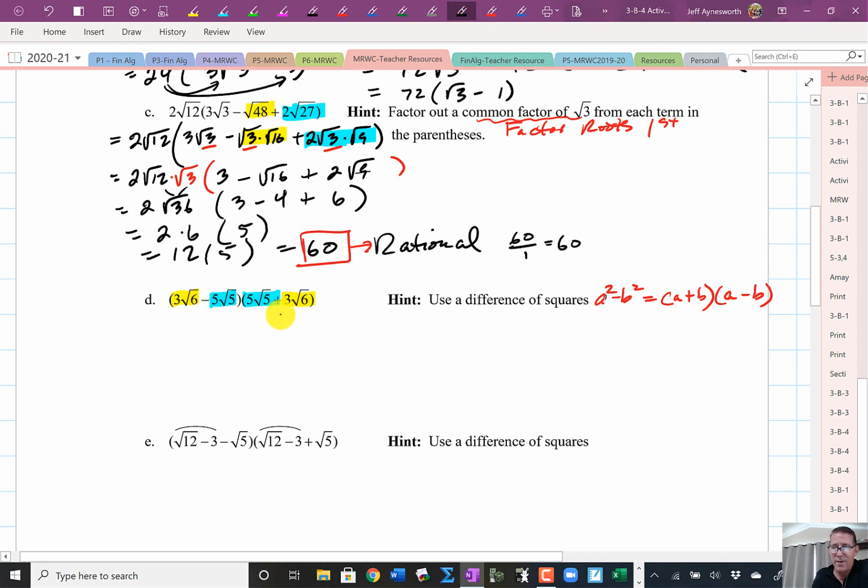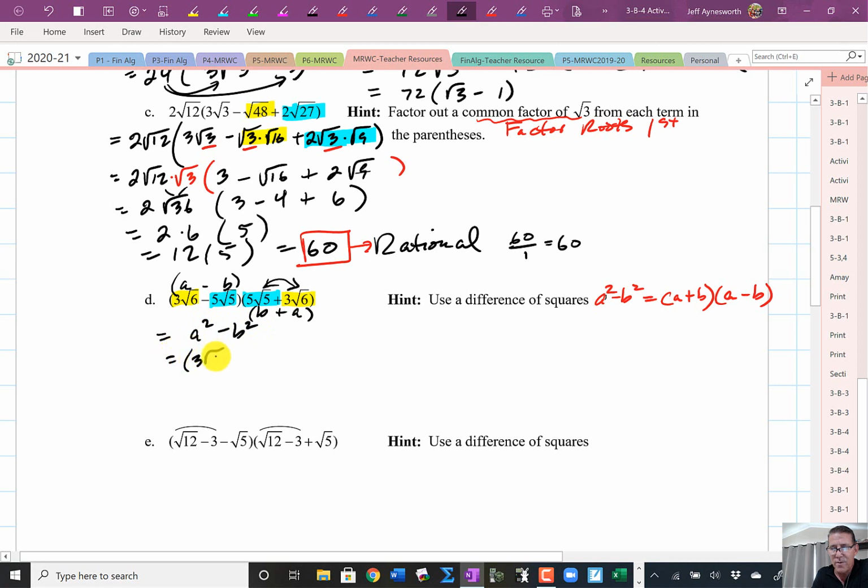So what we need to do, and if you don't believe me, just switch the order and you'll see it. It's the same idea. So here's A and here's B. So A minus B first, and then A plus B or B plus A, it's the same thing. So it's equal to A squared minus B squared.